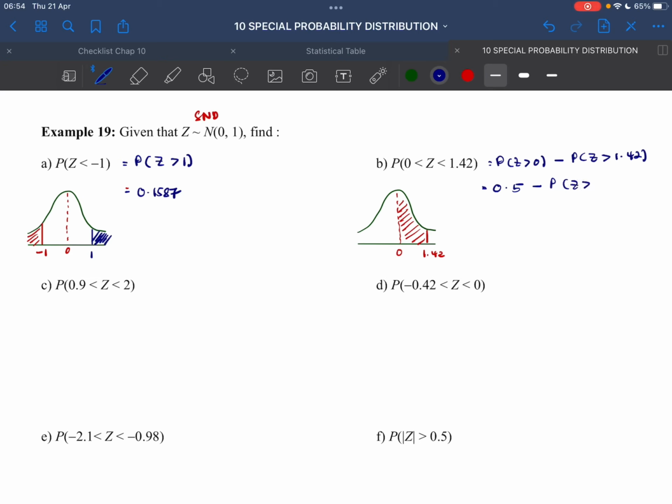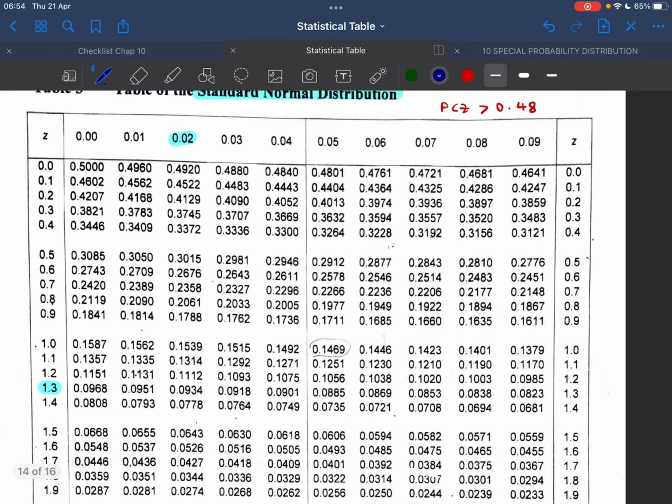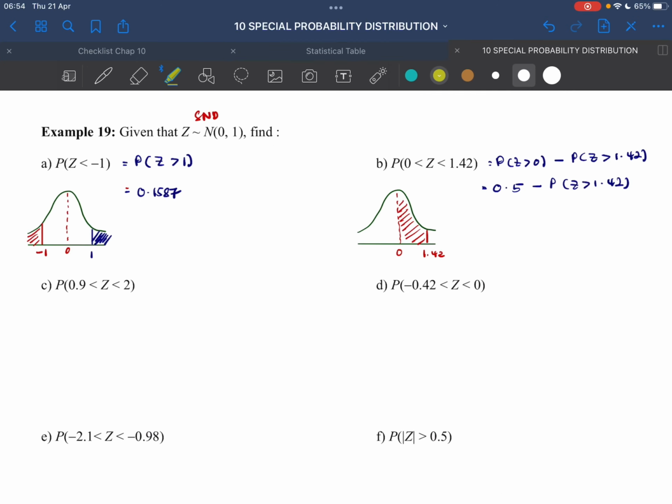So let's find 1.42 in your standard normal distribution. 1.4 is here, and this is our 2. So if you can see this one and this one, this will be your probability, 0.0778. So we have 0.5 minus 0.0778, and we have the answer 0.4222. Okay, so now you can see a little bit how to do the standard normal distribution.